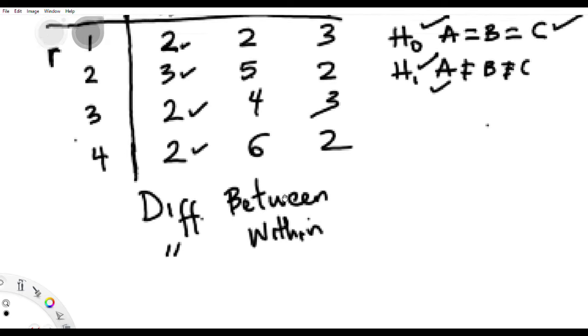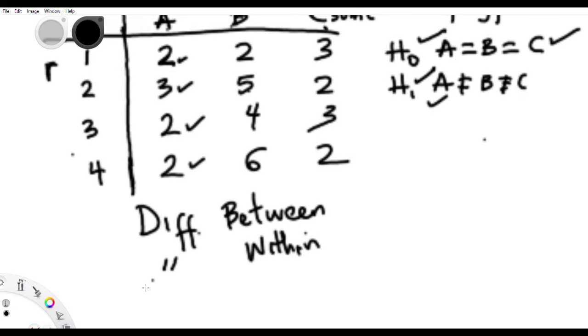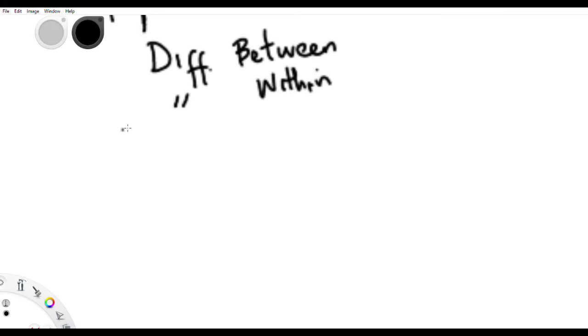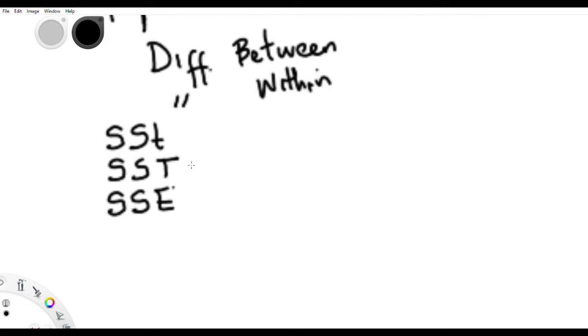And in order to test for that, we need to know some things. Firstly, we need to know the sum of square treatments. We also need to know the sum of square total, and we then need to know the sum of square error. Now these things, we need them in order to finally compute whether we are to accept the null or to reject the null.